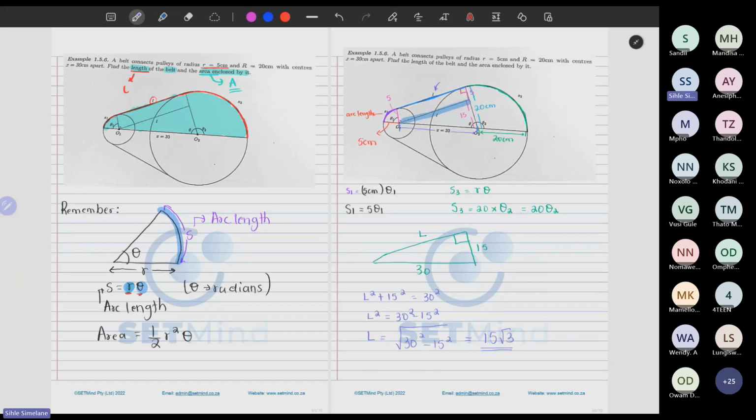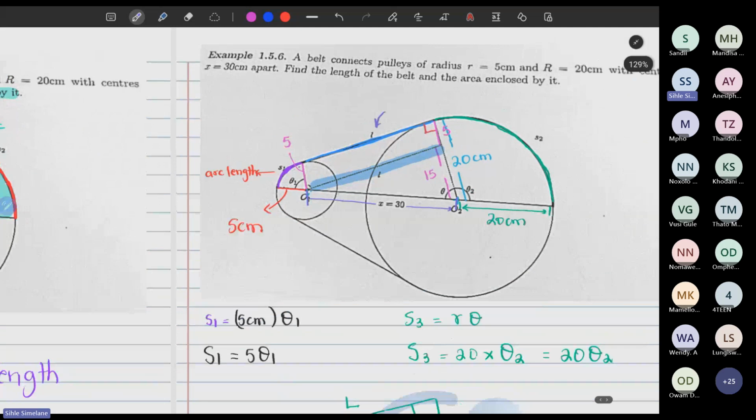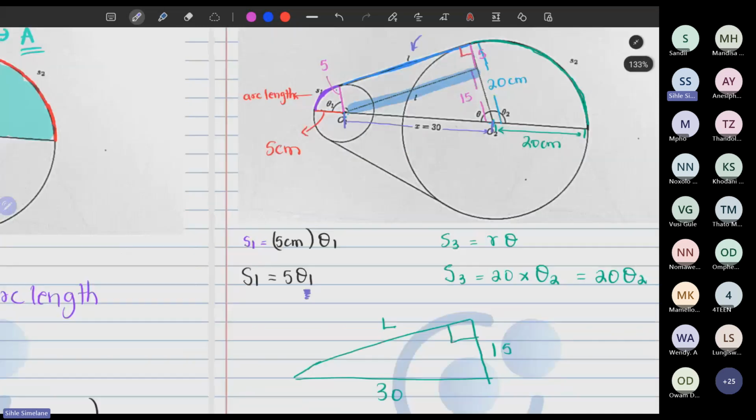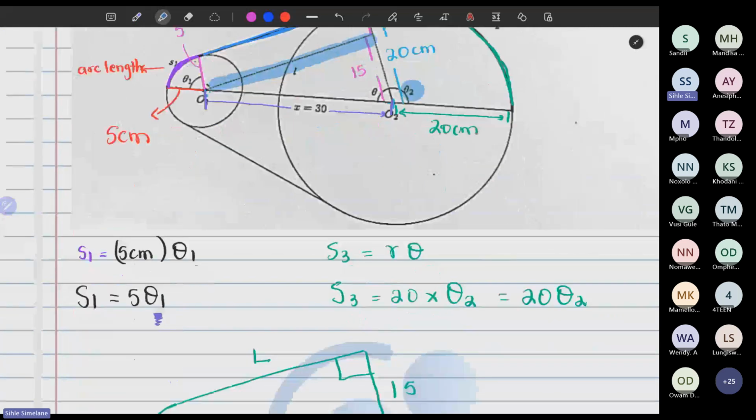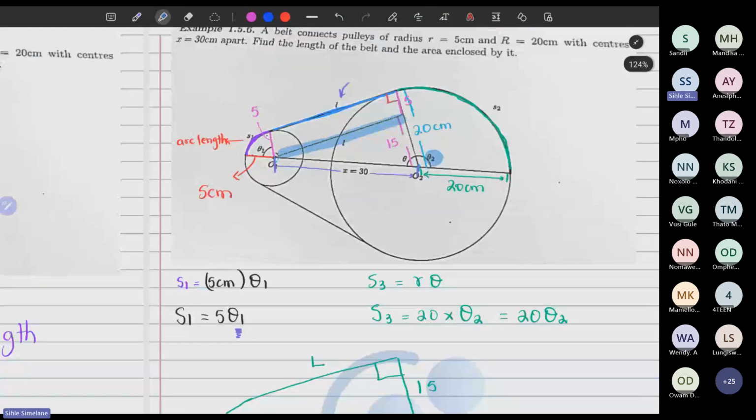So this is our L, meaning we are very close to finding the length of the belt because we now have our L. What is left now is to figure out what is this S2, or at least its value, and then also figure out the value of S1. So we only need those angles now, and then we are done. So now the question is, how can we find that angle of theta 2? So we know that we need theta 2 to find the arc length, which would be S2, and we need theta 1 to find the arc length, which would be S1.